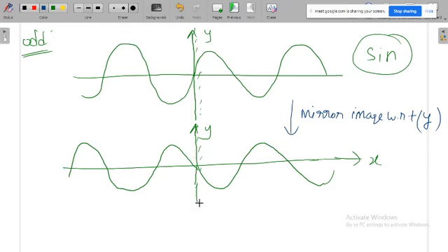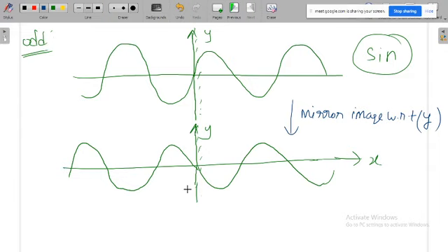Sir, shifting. Oh yes, shifting is also okay. Other than shifting, there are three operations: shifting, scaling, and reversal of time. Already we have done time reversal. So what I have to do is the amplitude reversal. Similar to time reversal, amplitude reversal also is there.